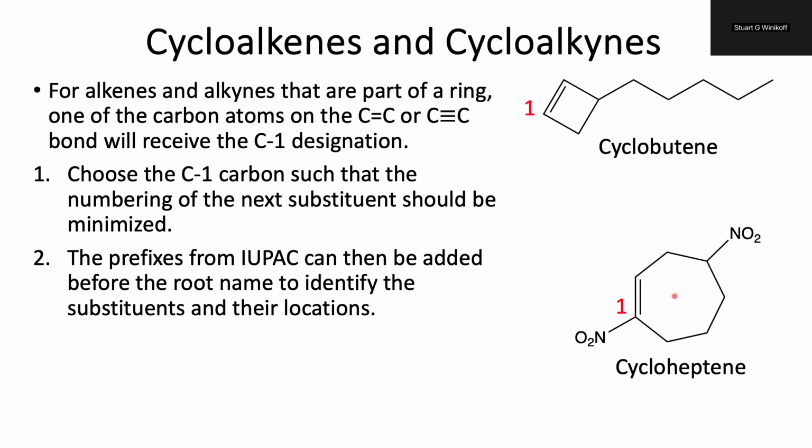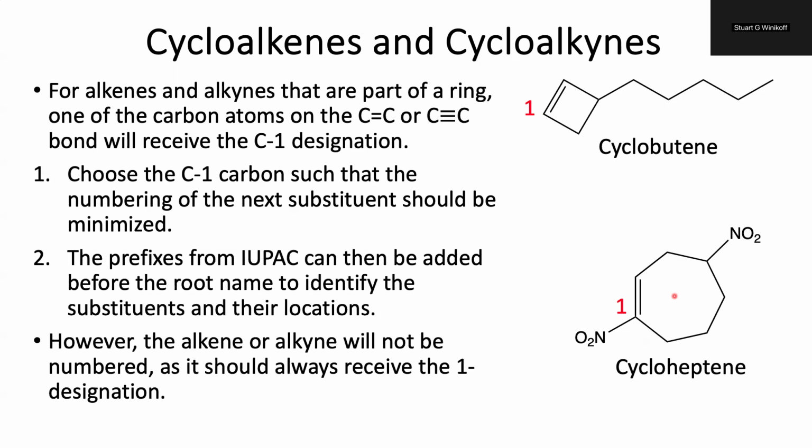However, keeping in mind that the double or triple bond always gets the 1 designation, it typically will be dropped. So we will not need to number the alkene or alkyne unless it occurs at some other position for a more complicated system. So in this case, my cyclobutene stays intact, and I just need to identify my alkyl chain, which is 1, 2, 3, 4, 5 carbons long. So it's going to be a pentyl group located at the 3 position. So I have 3-pentylcyclobutene.